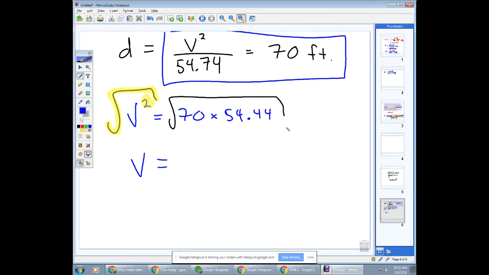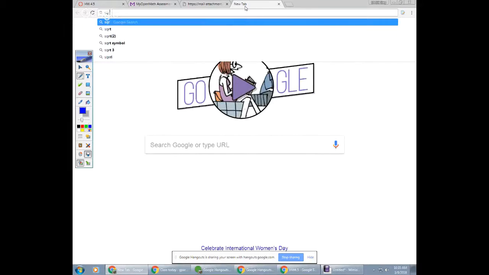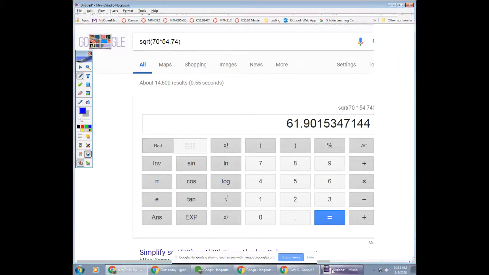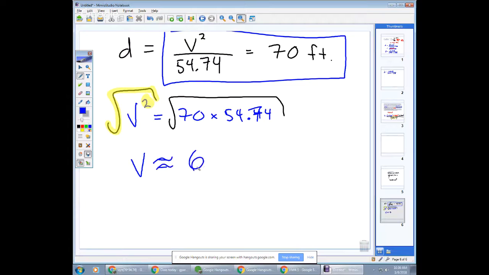So now I whip out my calculator. So everybody whip out your calculators, see if we can agree on the value of that right there. Oops, that's supposed to say 7.4, not 4.4. I'm getting 61.9. Okay, now that's feet per second. We need to change that to miles per hour to come up with an answer for this. So let me put that in my notes. So I'm getting approximately 61.9 feet per second.